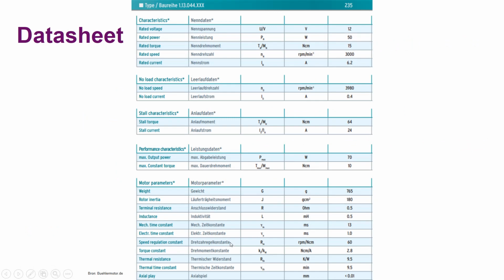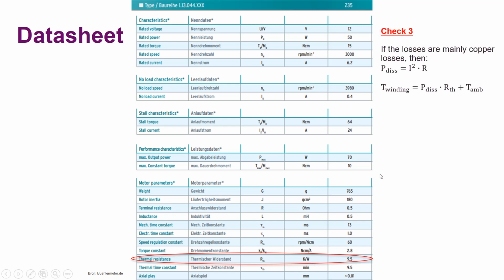So when we have that, we can look in the datasheet for which parameter is important, and it should be the thermal resistance, and well, it's over here. It's 9.5 Kelvin per watt for this motor. So check number 3: if the losses are mainly copper losses, then my dissipation power is I squared times R, and my winding temperature can be calculated with this formula. So it's the ambient plus the dissipation power times the thermal resistance.